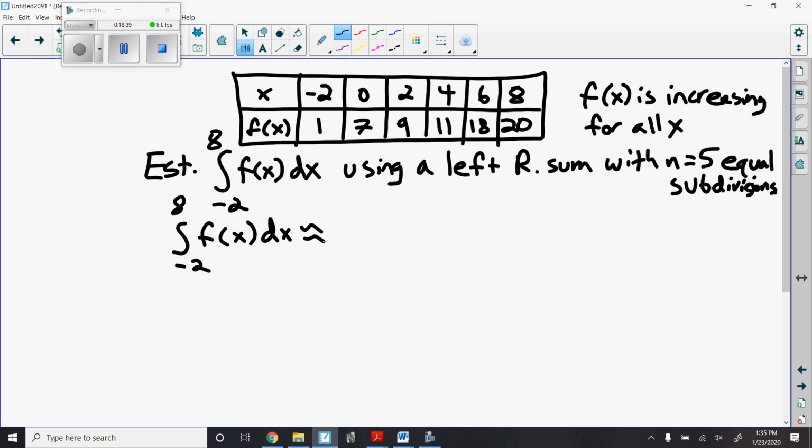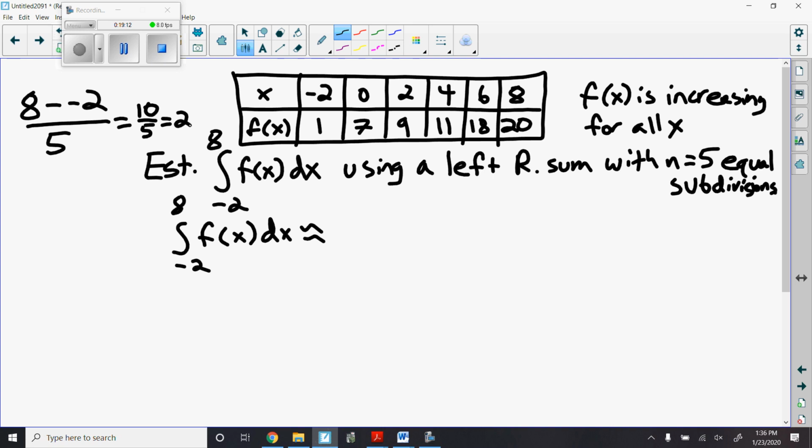So now the first thing I have to think about is, okay, how wide are my subdivisions? Well, remember that trick of b minus a over n. Let's figure out b minus a over n, since all of our subdivisions are equal. B minus a would be 8 minus -2 over n, which is 5, which would be 10 over 5, which would be 2. So our subdivisions each have a width of 2.